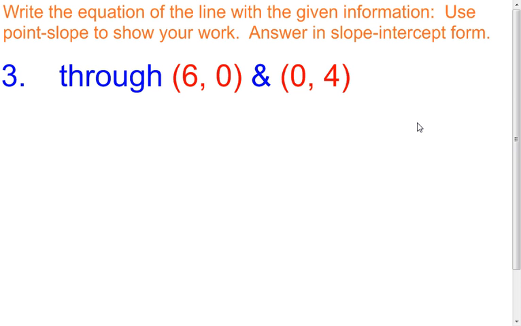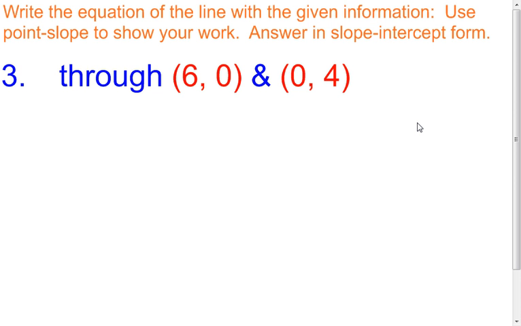In this lesson, I am going to give you two coordinates, and you are going to need to come up with an equation of the line in all three forms. So, you have three equations to choose from. You have point-slope, you have slope-intercept, and you have standard form.